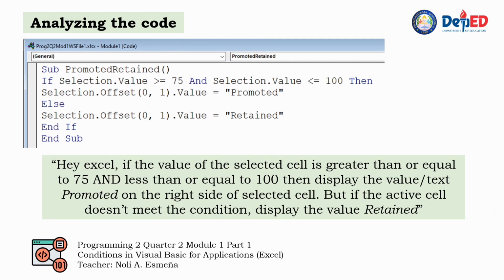In summary, the whole code can be translated into telling Excel, "Hey Excel, if the value of the selected cell is greater than or equal to 75 and less than or equal to 100, then display the value or text promoted on the right side of the selected cell. But if the selected cell doesn't meet the condition, display the value retained." After finalizing the code, we are now ready for testing to see if these codes really achieve our goal.